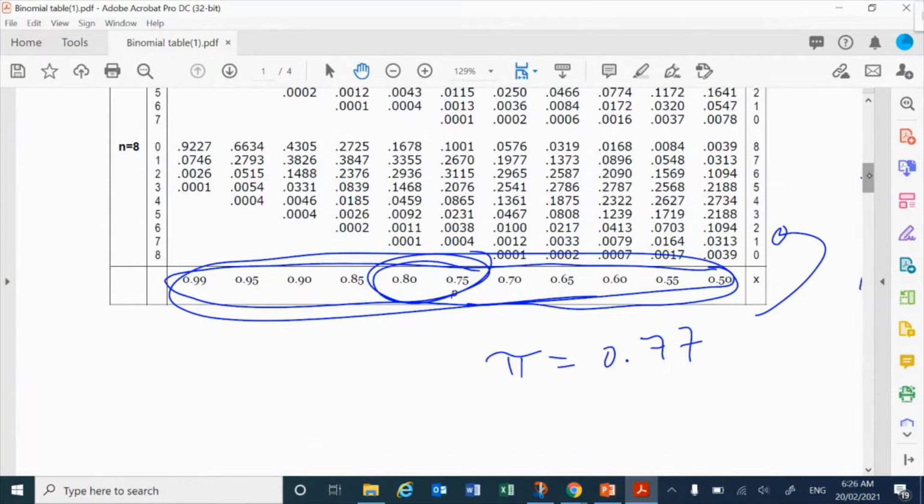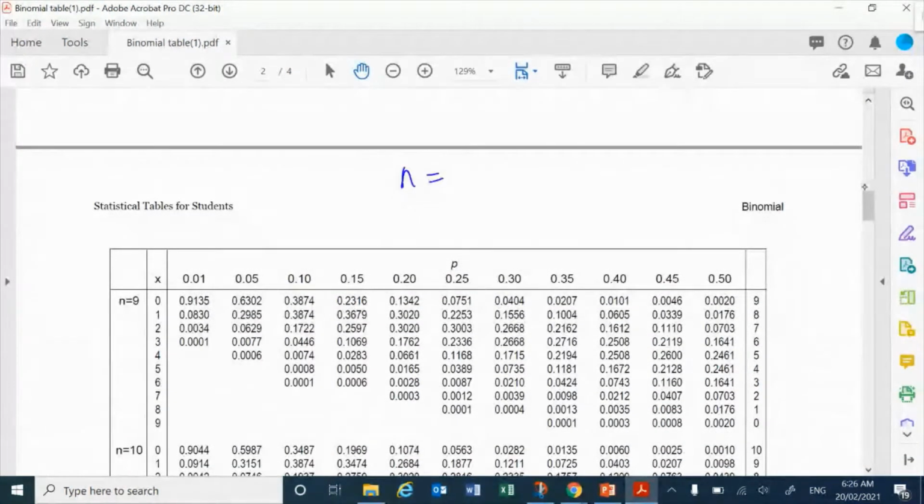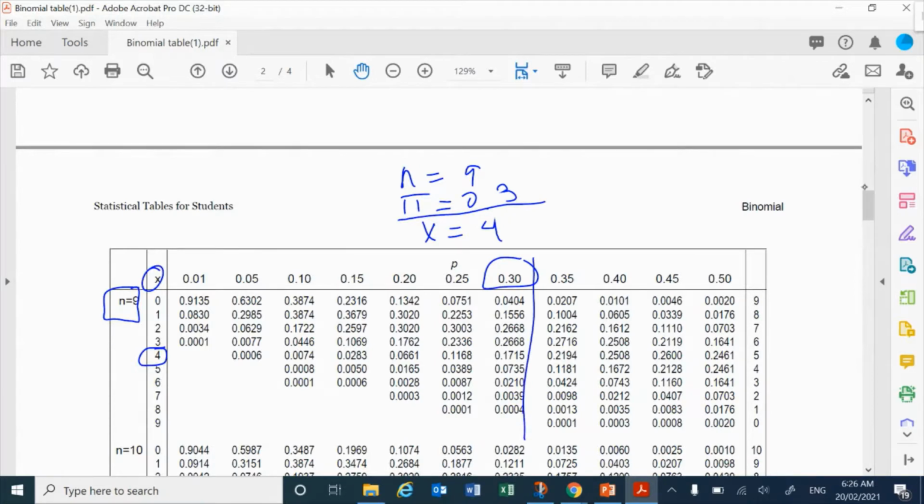So let's do a couple of exercises here. Okay, let's say you have n equals 9, since this is the first one we have there. Probability of 0.3, and we're looking for x equals 4. Right, so you have here n equals 9, x equals 4 is here, and pi equals 0.3 is here. So we're looking at this one column, okay? And x equals 4. You go over, and this is the number. Okay, the result for the probability of x equals 4 is 0.1715.